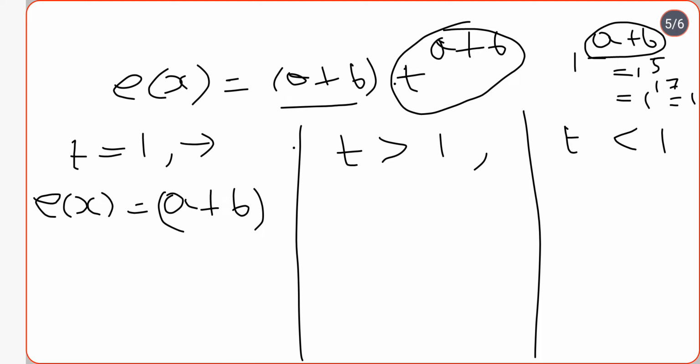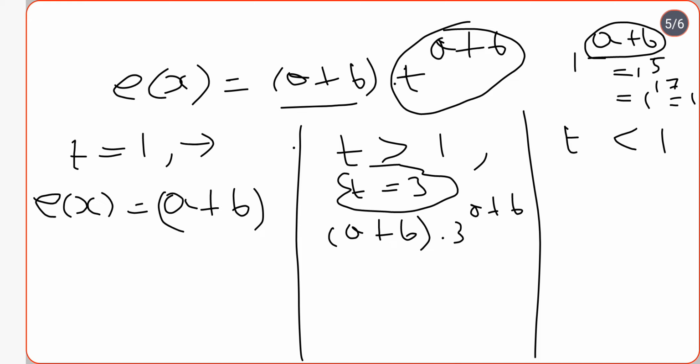operation. If t is greater than 1, then we are scaling up. Suppose t greater than 1 means suppose t is equal to 2 or t is equal to 3. So if we assume that t is equal to 3, then it will become a plus b into 3 to the power a plus b. So in case of t greater than 1, we are actually scaling up. That means we are increasing our production and we are scaling operation up.